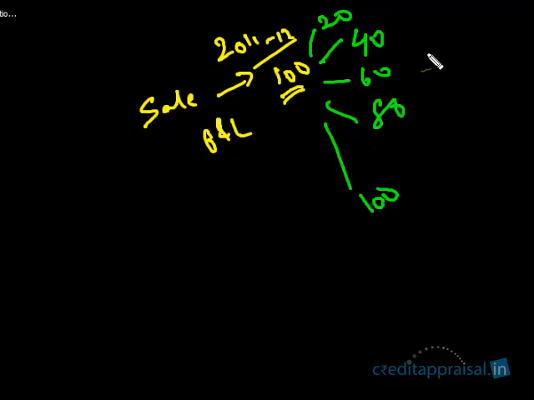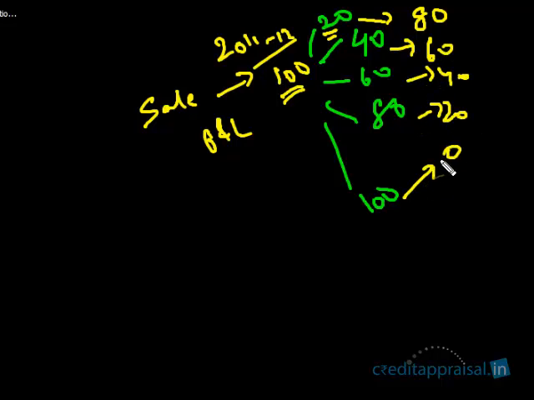But where does the difference come? The difference comes in the amount pending, right? Since we have received only 20, we are yet to receive 80 in the first case. In this case, we are yet to receive 60, 40, 20, 0. These are the amounts, right, that are due from the customers.